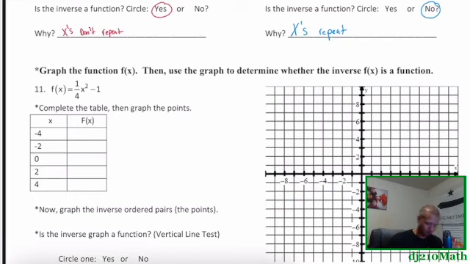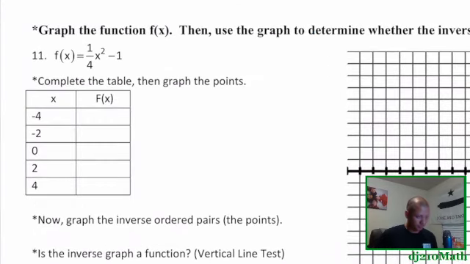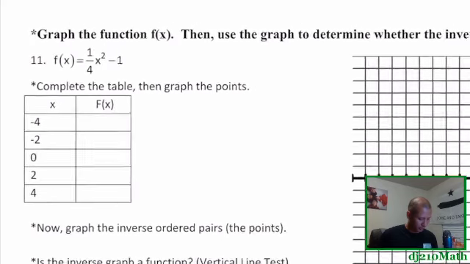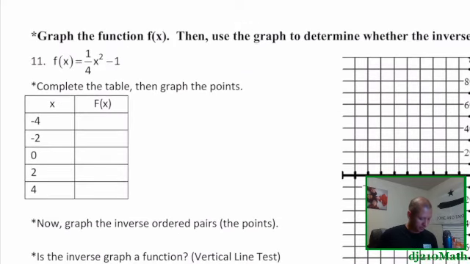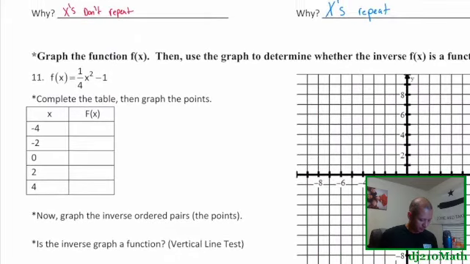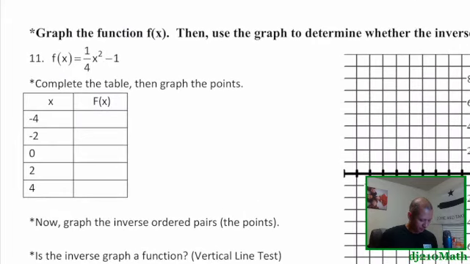Okay, number 11. Graph the function f of x. Then use the graph to determine whether the inverse f of x is a function. All right, so what we're going to do is complete the table, and then analyze the points and see whether or not it's a function. So f of x is equal to 1/4 x squared minus 1.